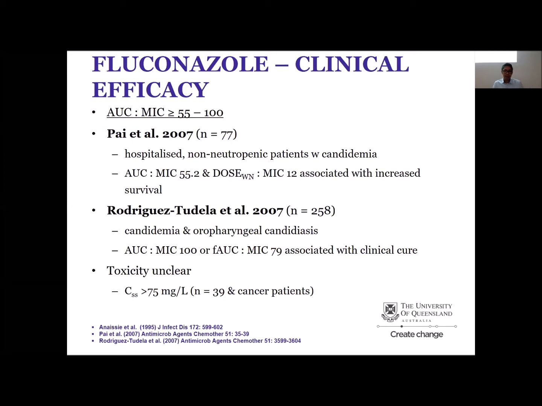And also, if we look at another study in patients with candidemia and oropharyngeal candidiasis, they describe an AUC over MIC of 100, or if we convert it, free AUC over MIC of 79. These two exposures were associated with clinical cure. But for toxicity, we have a number, which is a steady state concentration of 75 milligrams per liter, but it's still unclear because the sample size is small. So what we have for fluconazole right now is only exposures linking to clinical efficacy.